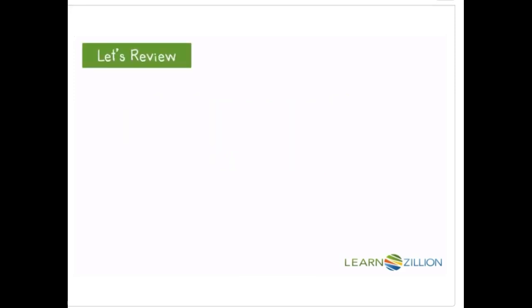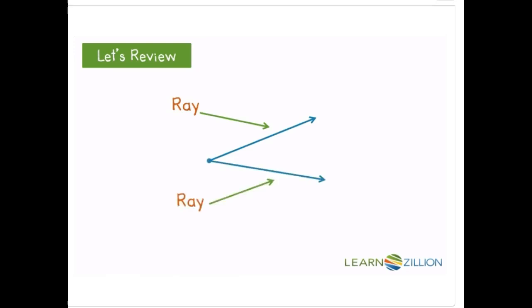Let's review. An angle is a figure made by two rays. So here's a ray, here's another ray, and these two rays meet at a point. The difference between the two lines is measured in degrees, and the degrees tell us the name of each angle.